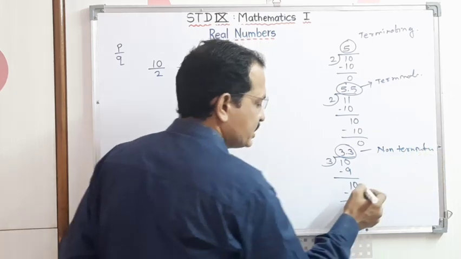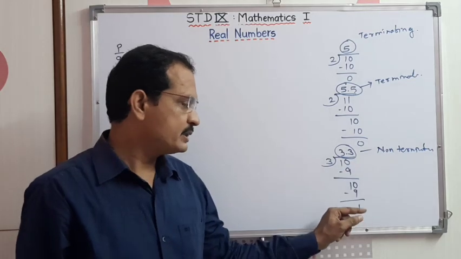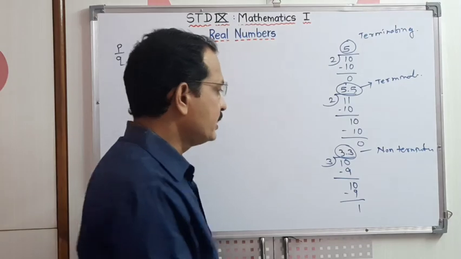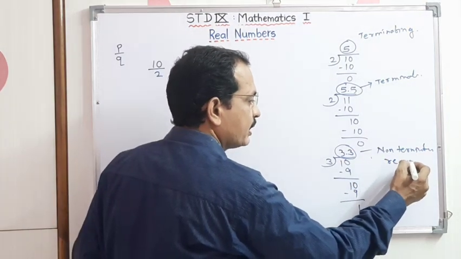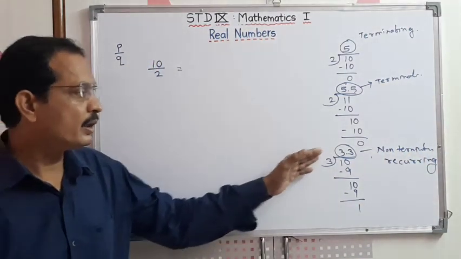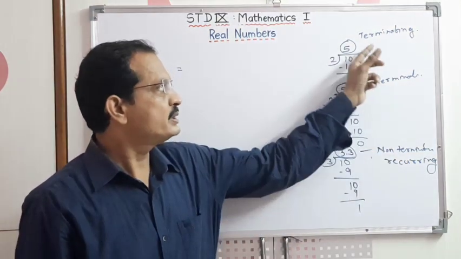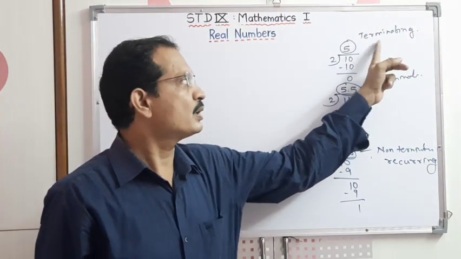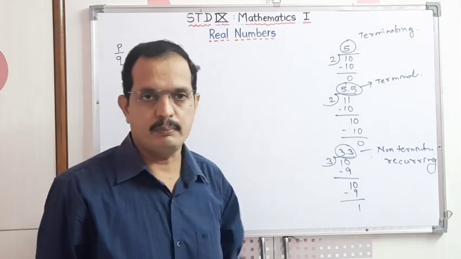Non-terminating, that means division keeps taking place. Then one more thing is that the division of a particular number is repeating. That is, this decimal form is non-terminating and recurring type. That means the division of one number is repeated again and again, then this is non-terminating and recurring type. That means the decimal form is of two types. First one is a terminating type and second one is a non-terminating and recurring type.